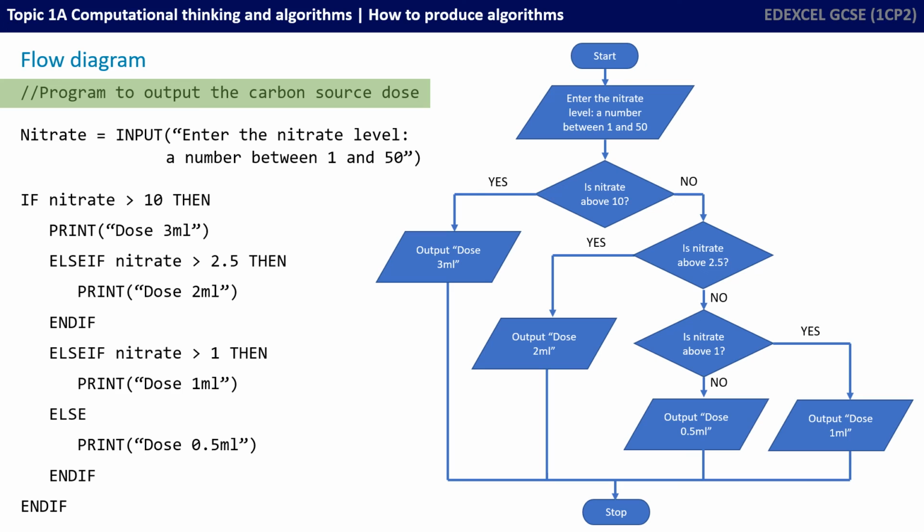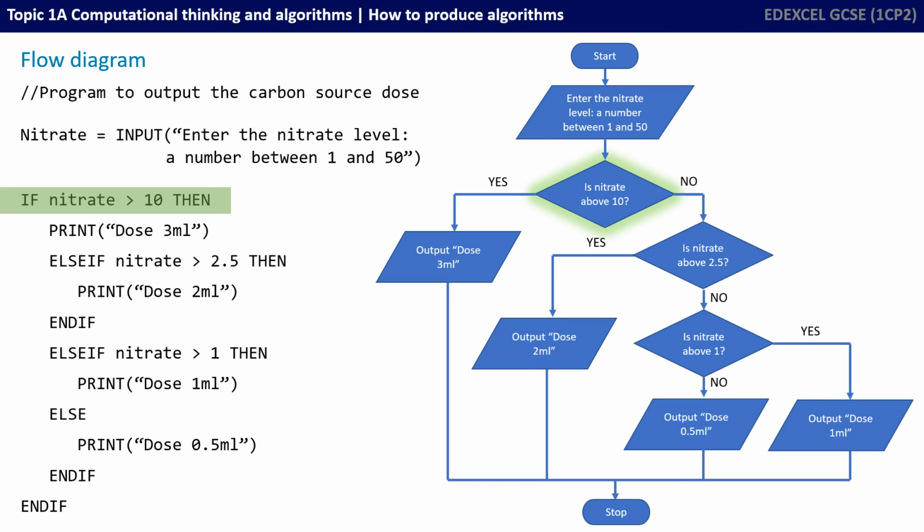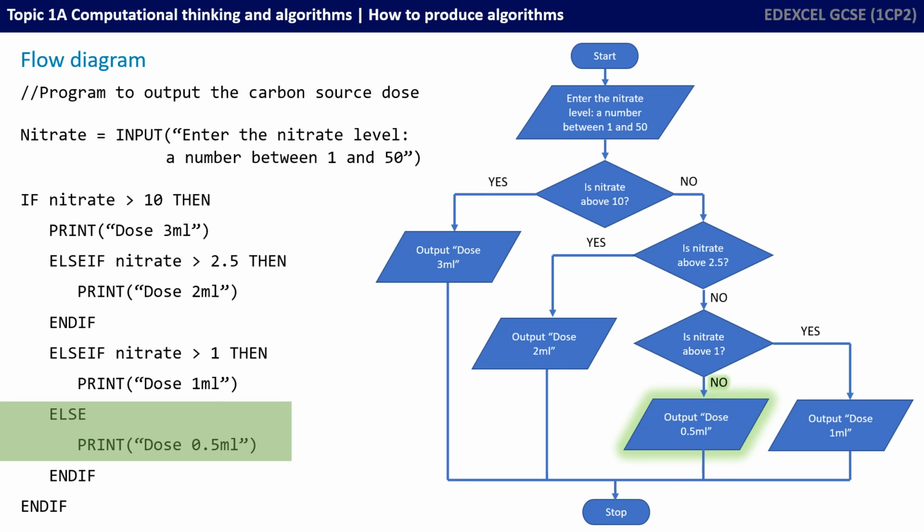We can, of course, express this algorithm in pseudocode. Here's a comment just to explain the purpose of the program. Next, we've got a variable called nitrate, which is entered from the keyboard. We ask if nitrate is greater than 10, then dose 3 ml. Otherwise, if nitrate is greater than 2.5, then dose 2 ml. Otherwise, if nitrate is greater than 1, dose 1 ml. Otherwise, dose half a ml. It's exactly the same program, just expressed in a different way.